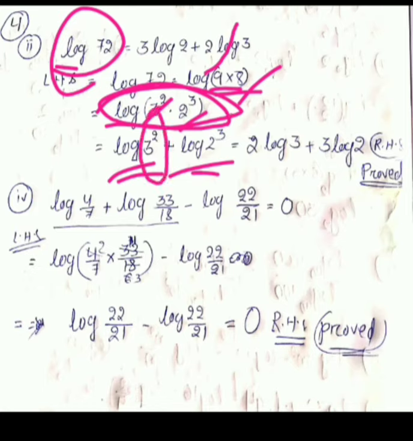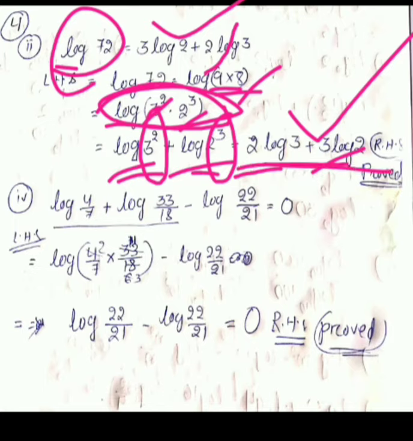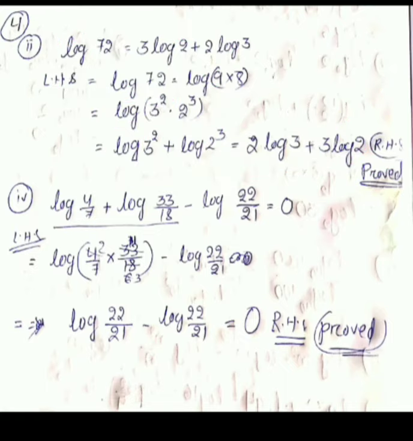Here this one is an index form. You can write the power law as 2 log 3 plus 3 log 2, and this is our answer. Okay, we have proved the RHS. This is our LHS we have taken, and the RHS we got. Okay, by taking the LHS, RHS we got.